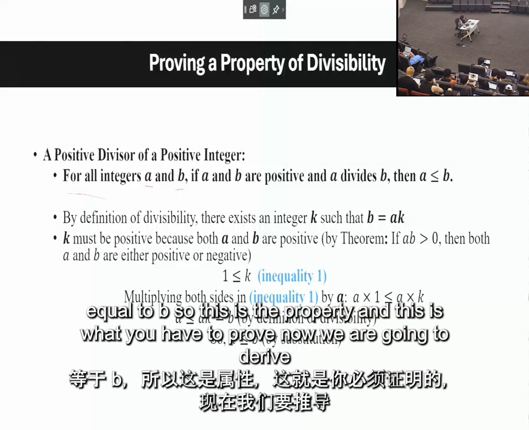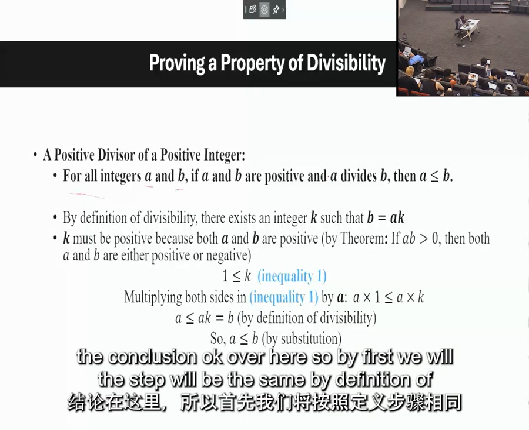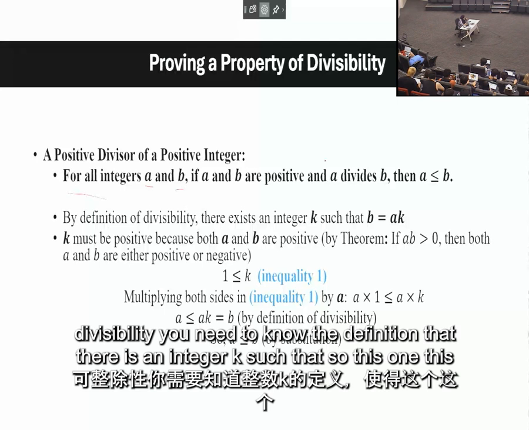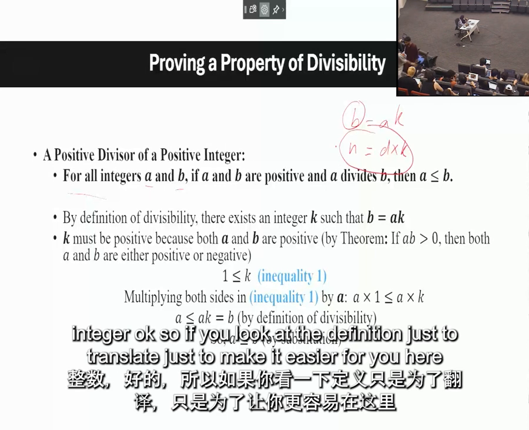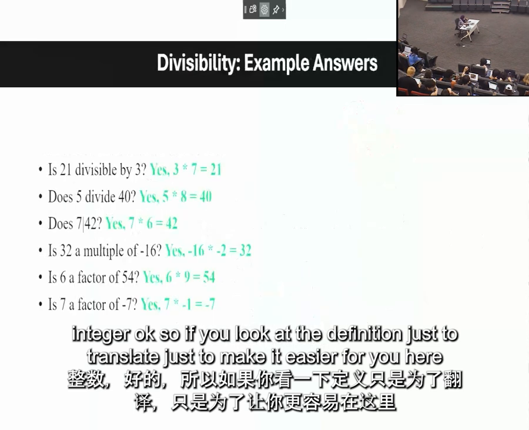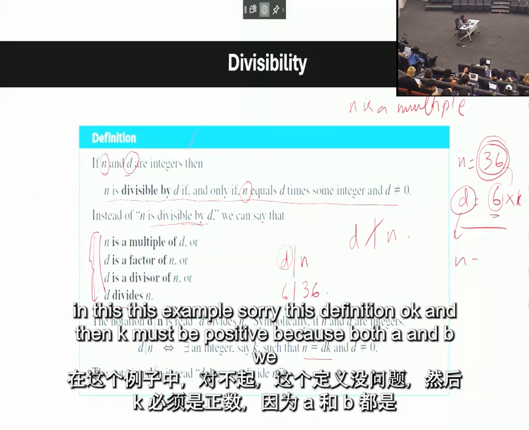Now we are going to derive the conclusion over here. The first step will be the same. By definition of divisibility, you need to know the definition that there is an integer k such that b = ka. In terms of the definition, this one is n, this one is d, and then this is some integer. So if you look at the definition, just to translate, just to make it easier for you in this example, this definition.